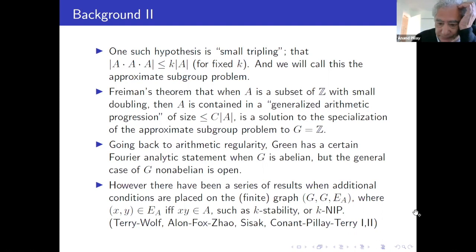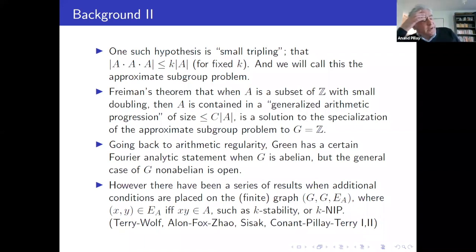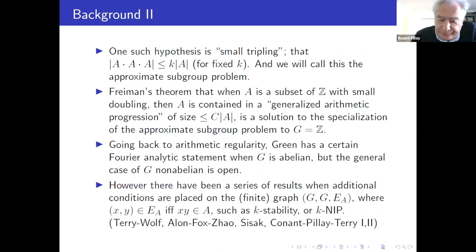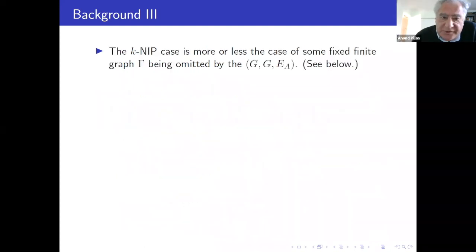And I talked about the second paper roughly, I don't know when it was, probably around March 2018, in Oxford. Okay. And as I said, the k-NIP case is more or less the case of some fixed finite graph gamma being omitted by this associated bipartite graph, which I'll discuss later.